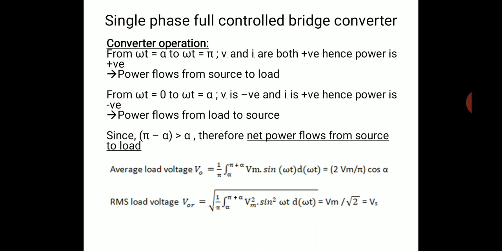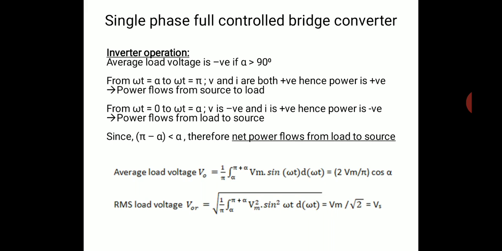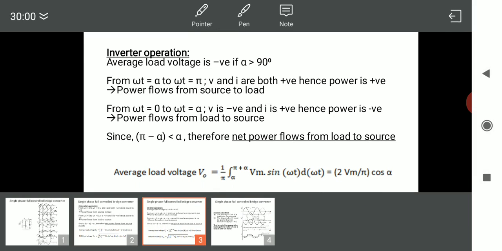you can see that when alpha is greater than 90 degree, this cos alpha will become negative. That means the average voltage V0 will become negative. And since the average voltage is negative, the power will be reversed. The total power will, in that case, flow from load side to supply side. We are coming to that. That is called as inverter operation.